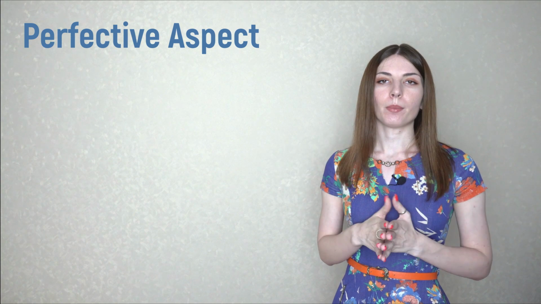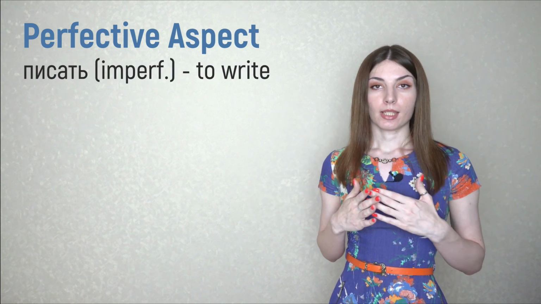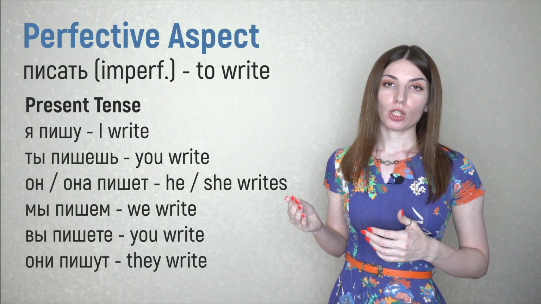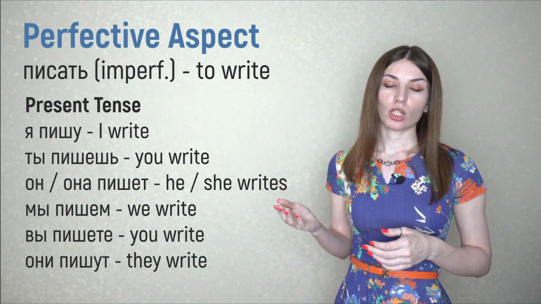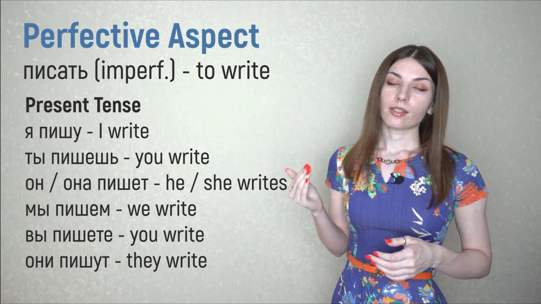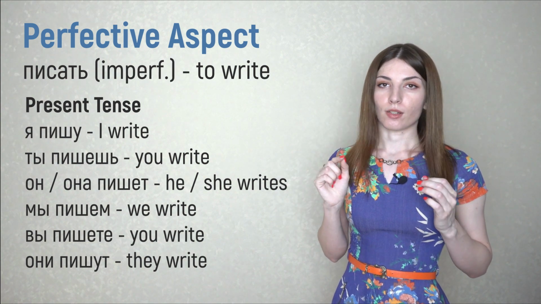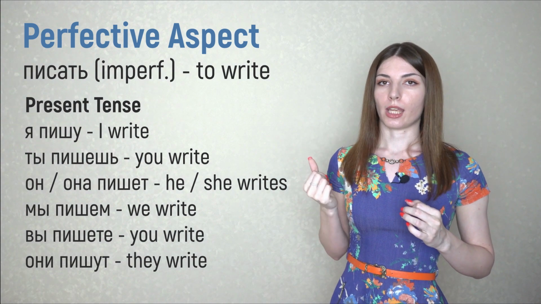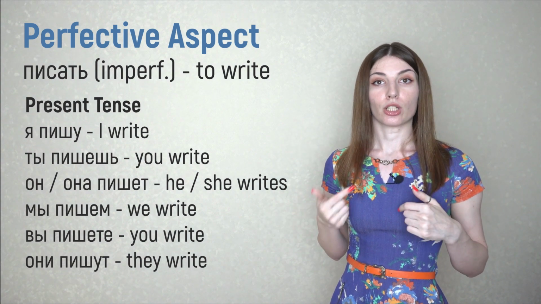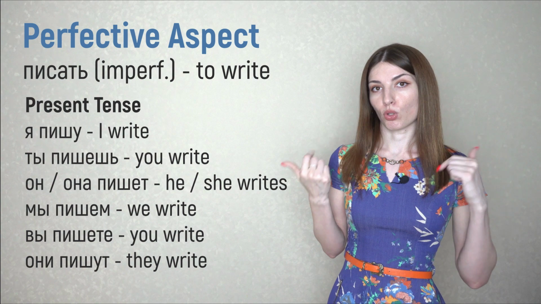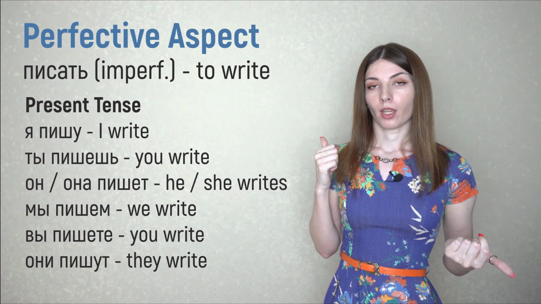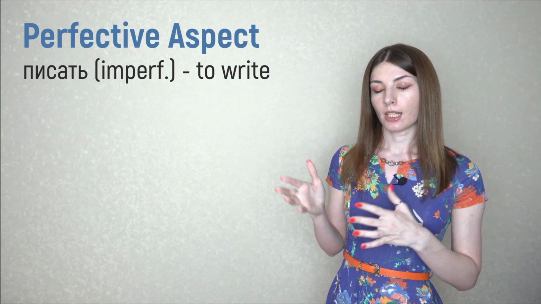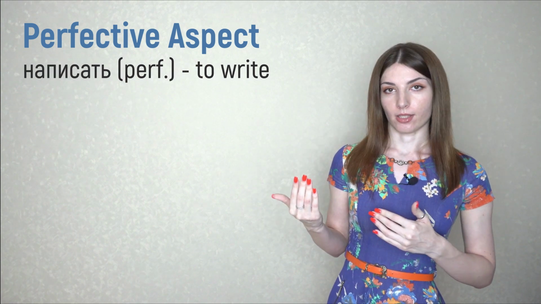Let's take as an example the word писать. Писать in the present. Я пишу, ты пишешь, он пишет, она пишет, мы пишем, вы пишете, они пишут. It's irregular because in the infinitive you have the letter s, and here when you conjugate, you change this letter to the letter sh. Писать, пишу, пишешь. And when you form the perfective aspect, it'll be написать.